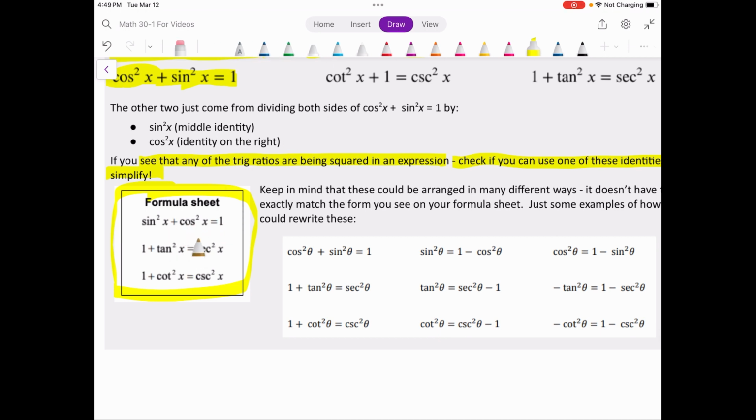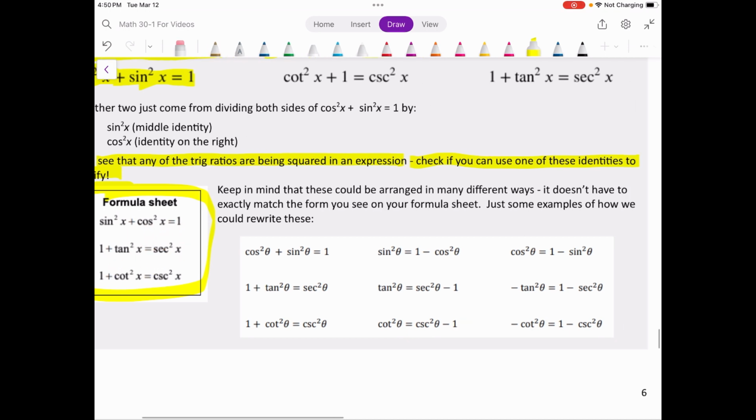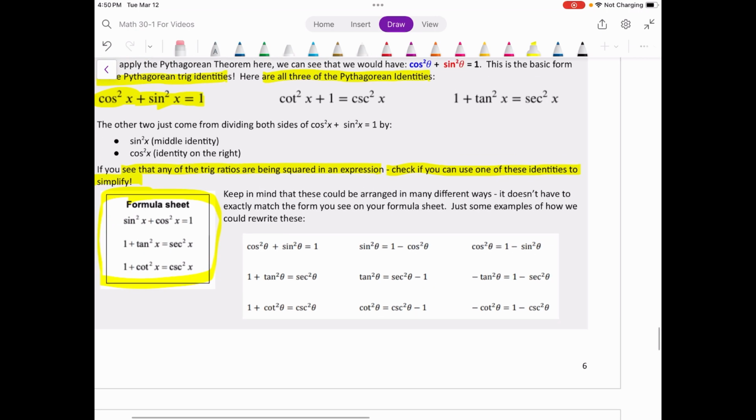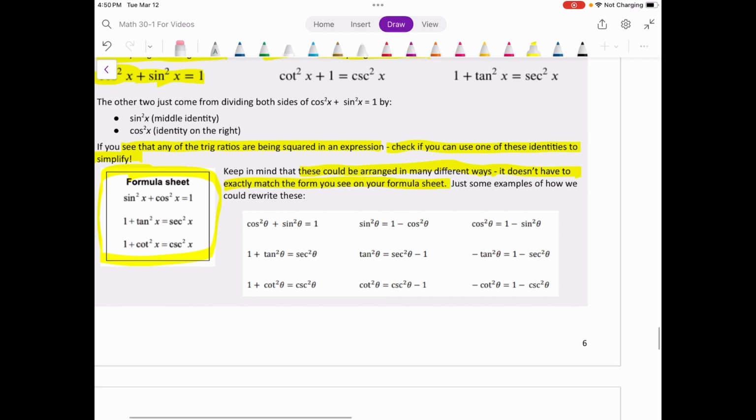Okay, now, just a note here, these are how they're written on your formula sheet, but keep in mind, we could move stuff around in this equation. So these could be arranged in many different ways. It doesn't have to exactly match the form you see on your formula sheet to be useful. In fact, that means it's useful in many more situations.